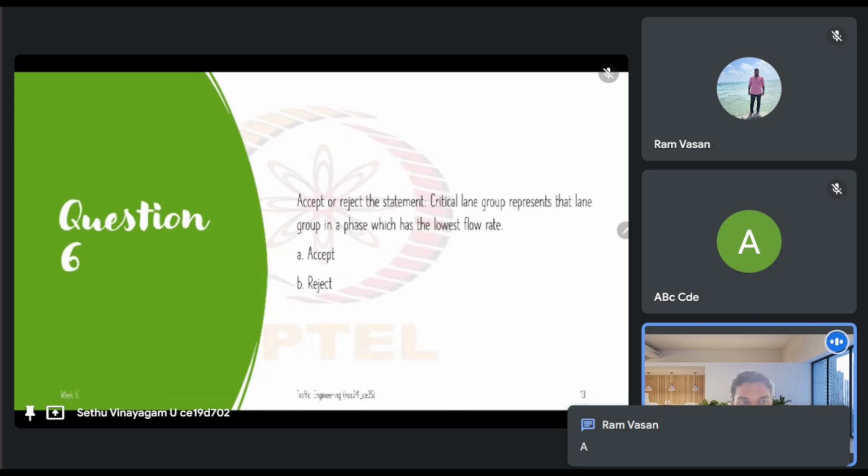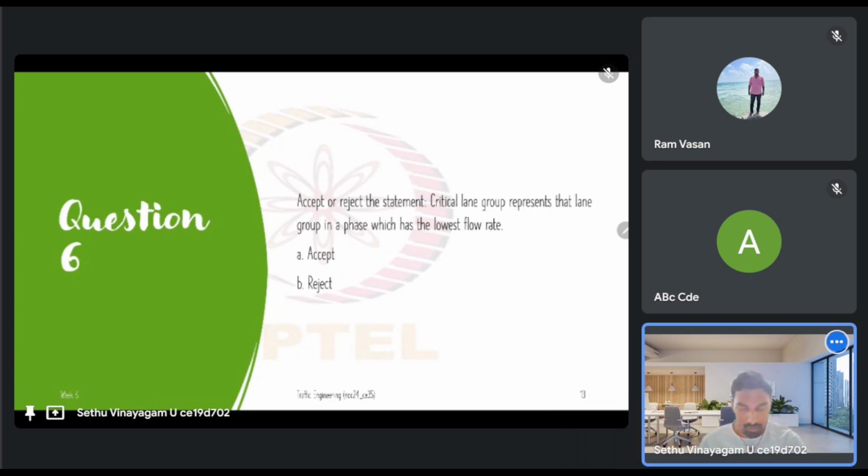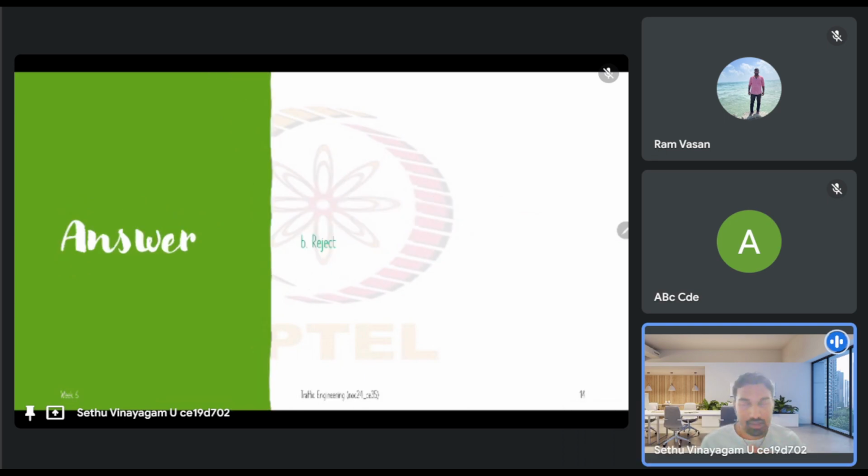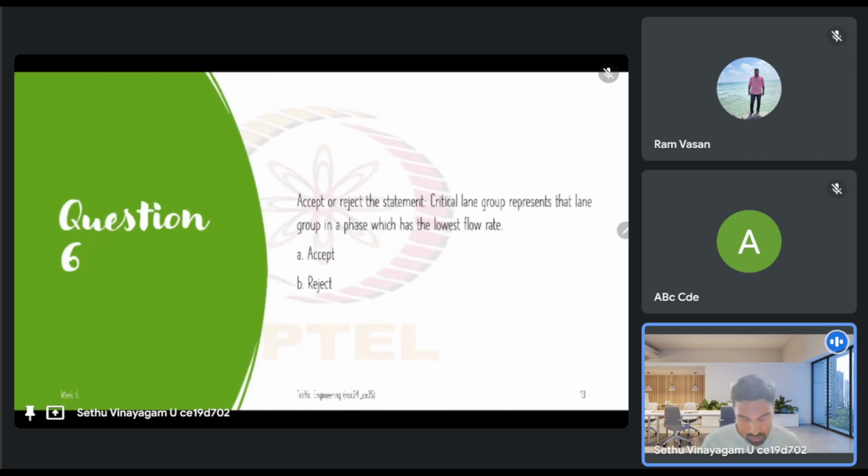Okay, option A. The right answer is B, that we reject the statement because it is incorrect. So why is it incorrect? Because by definition, the critical lane group is the one that has the highest flow rate, right? So it's not lowest; it should have the highest flow rate.